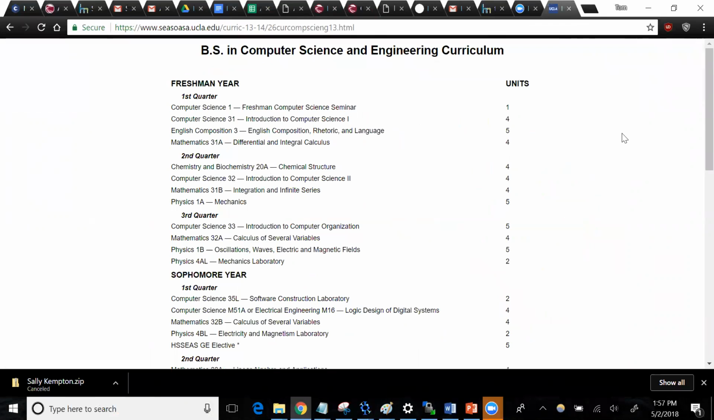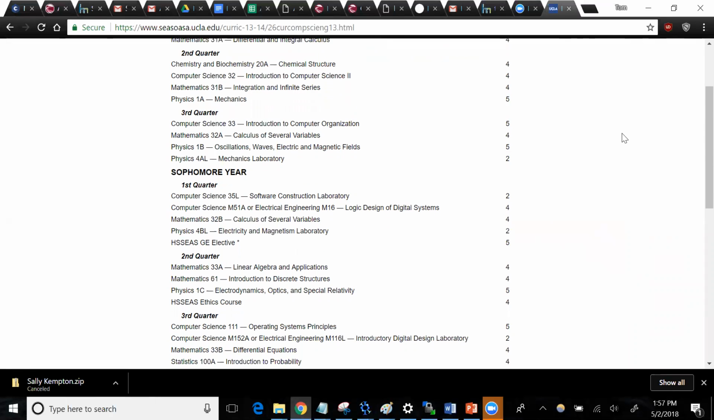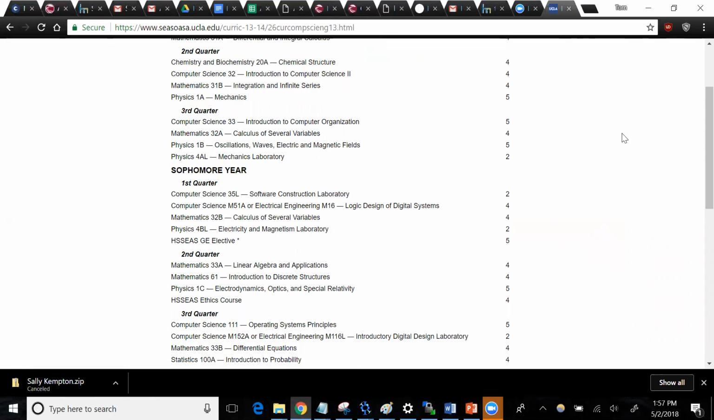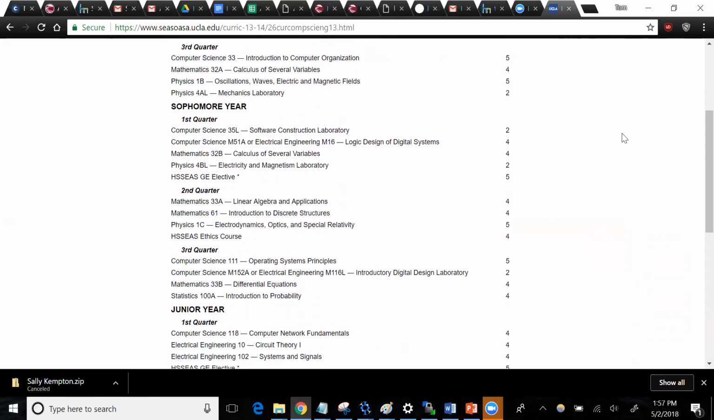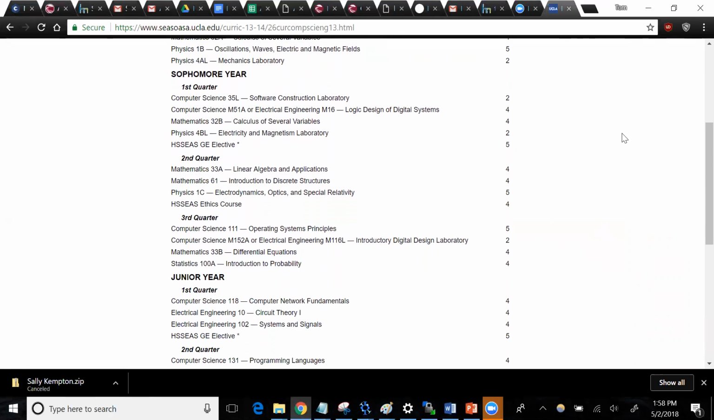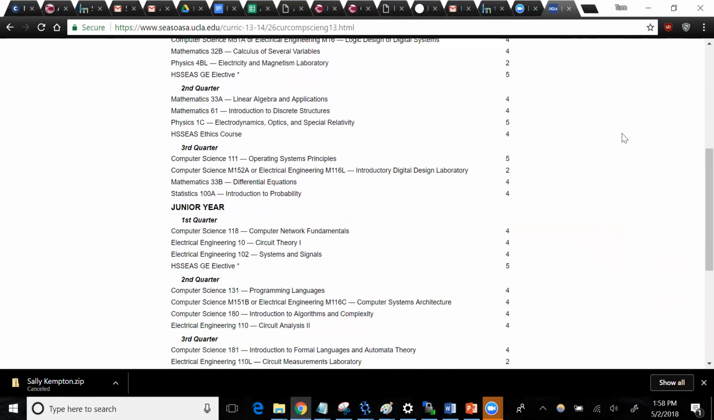So here's the curriculum for the UCLA Computer Science and Engineering program. You start off with basics. This is computer architecture. You would have to take this in double E. Physics, okay. Software. You do have to do logic design, of course that makes sense. Calculus, linear algebra. Electrodynamics. Well, no, that's physics.